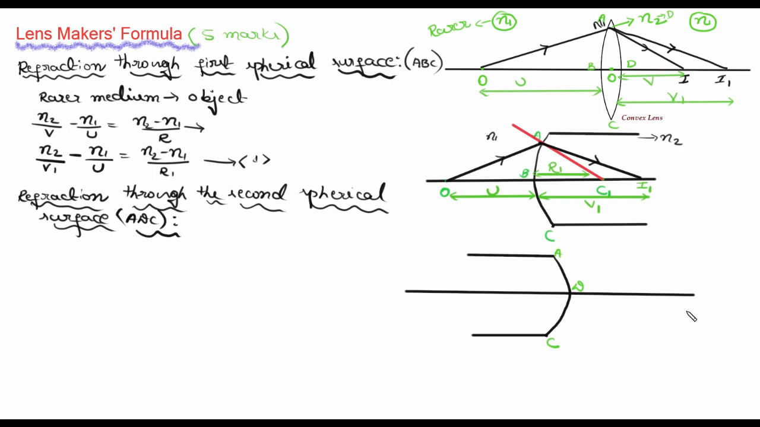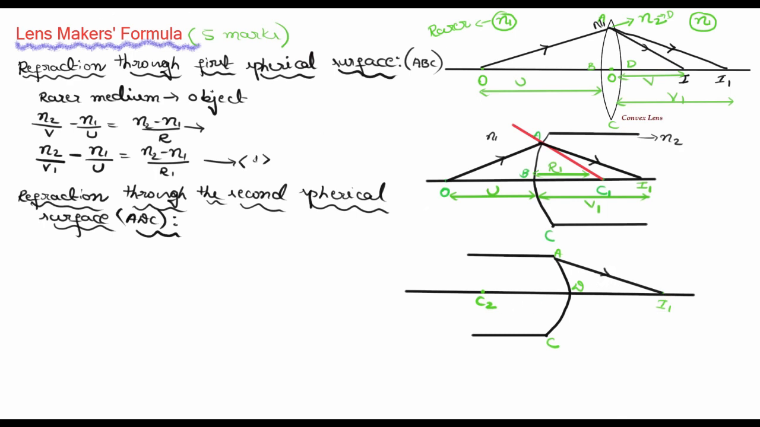Already the image is formed at I1. Represent that I1 here. Now for this spherical surface, the center of curvature will be on the left side, that is C2. First draw where the image is formed already. The image is formed at I1. This is the first image.